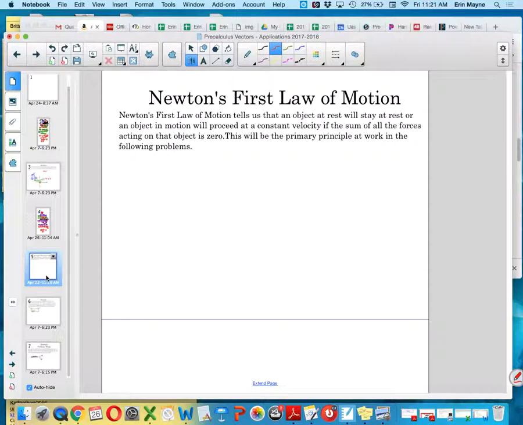Okay, so when you turn to these notes, you're going to see Newton's first law of motion. Okay, on Newton's first law of motion, read that to yourself. Take 10 seconds. Read it. Look up here.